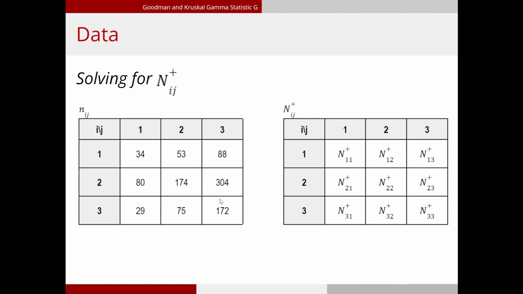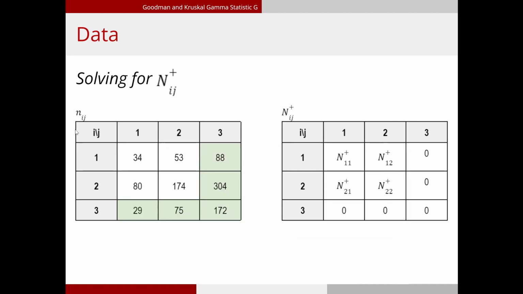So to solve for n plus ij, we will construct another table, which we see here on the right side. Recall that n plus ij is the sum of all frequencies on the right side and below n sub ij itself. So all cells na nasa pinaka-right and pinaka-bottom, i-zero out natin siya sa n plus ij table since wala na tayong frequencies na ma-add or makikita sa right side and below niya.